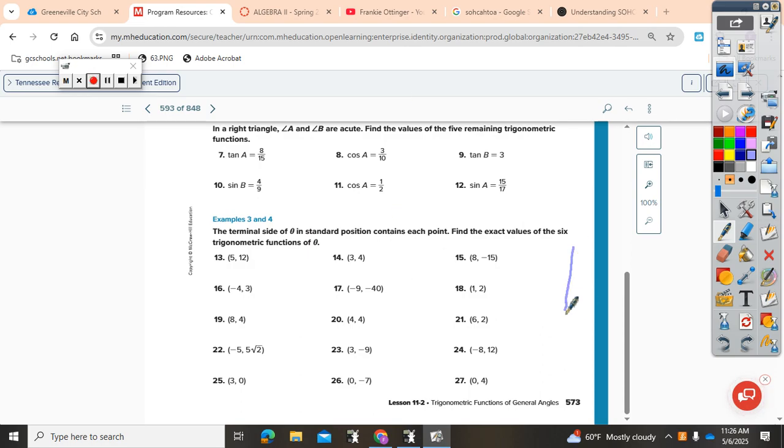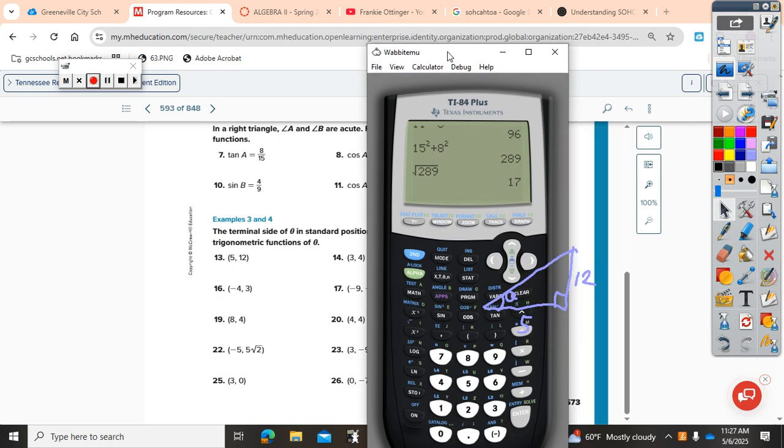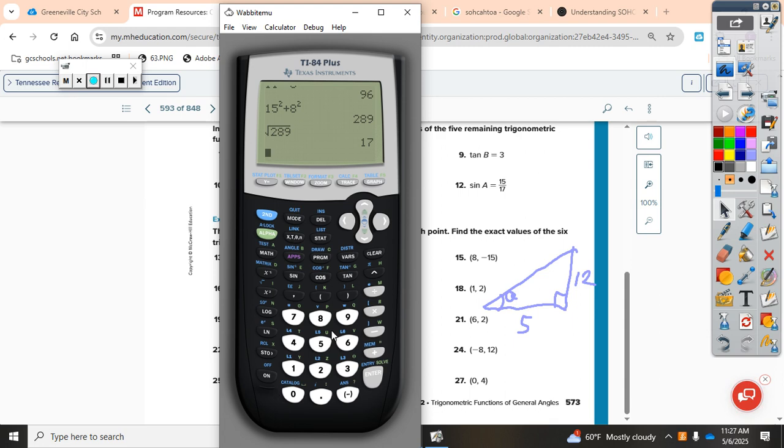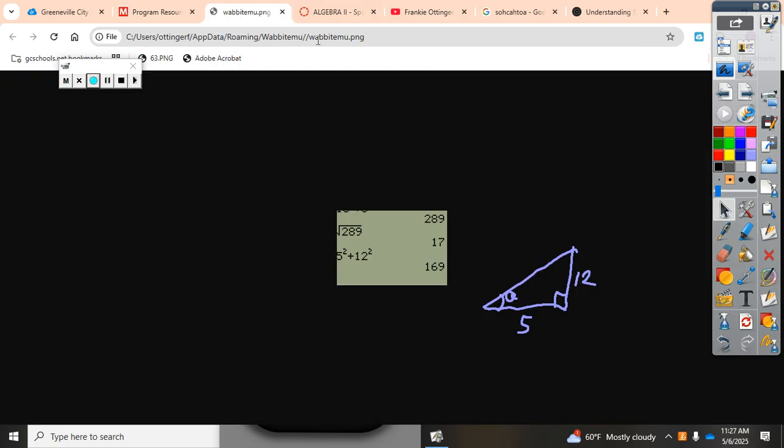Number 13, we talked about this, that if you're on a coordinate grid, your theta always starts at the origin, and your x is always your horizontal, your y is always your vertical one, and if you're on the coordinate grid with these ordered pairs, you're actually also always looking for the hypotenuse. And so Pythagorean theorem again. I do know 169 is 13.